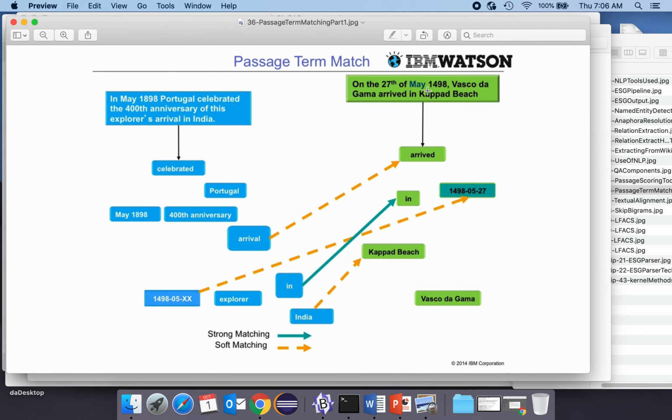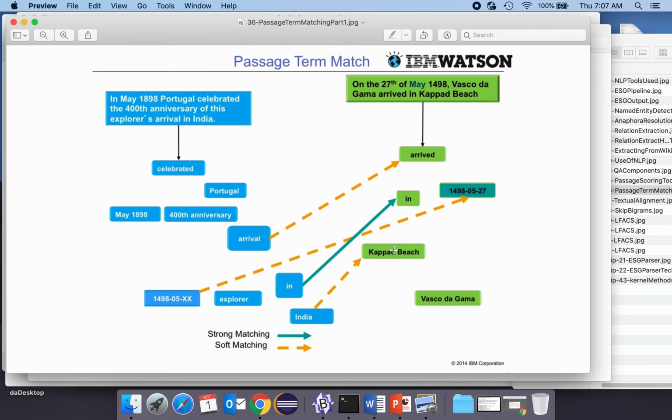And so when you process this one over here, you know that there's something called arrived in Kapat Beach, Vasco da Gama, and then this date over here. So then they indicate how strong those matches are. And so again, this is just simply based on the passage term matching. So the only thing that matches strongly is really in. But notice that arrival, arrived, we talked about lemmas the other day. That's pretty close, right? I mean, the date, again, as us looking at this thing, that's extremely close.